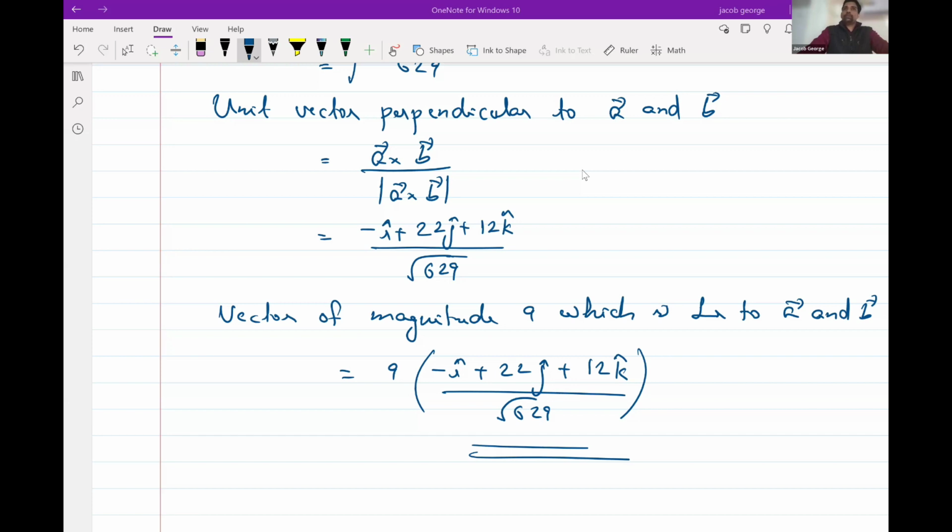The 3 angles we take, the cosine of these 3 angles, that is cos alpha, cos beta, cos gamma, are called direction cosines. What's the relation connecting l, m, n? l square plus m square plus n square is equal to 1.